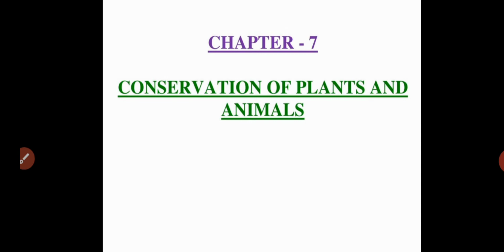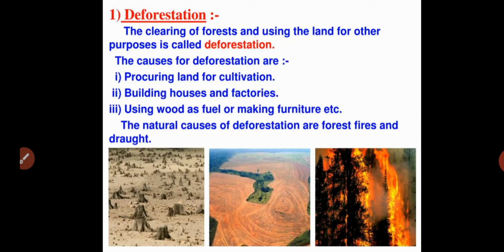So, students, first you have to know about deforestation. What is deforestation? I already told you that a forest is an area with different types of plants and also animals. Because of many human activities, that forest area is converted into cultivation land or used for other purposes. So the process of clearing forest and using the land for other purposes is what we call deforestation.